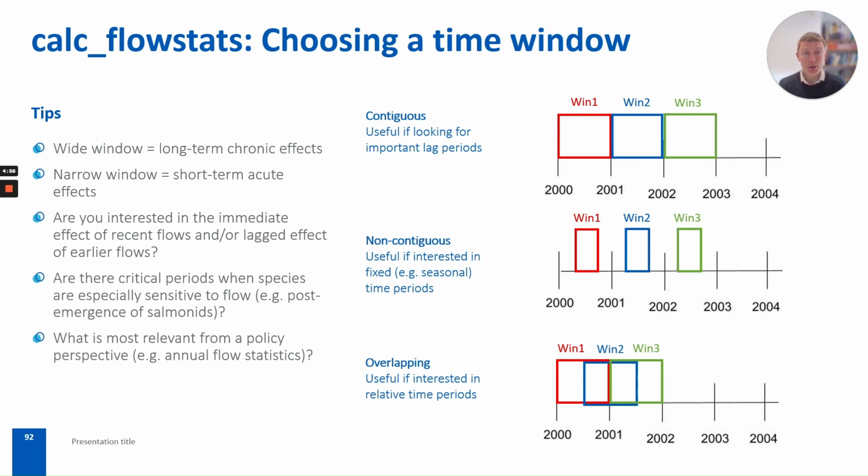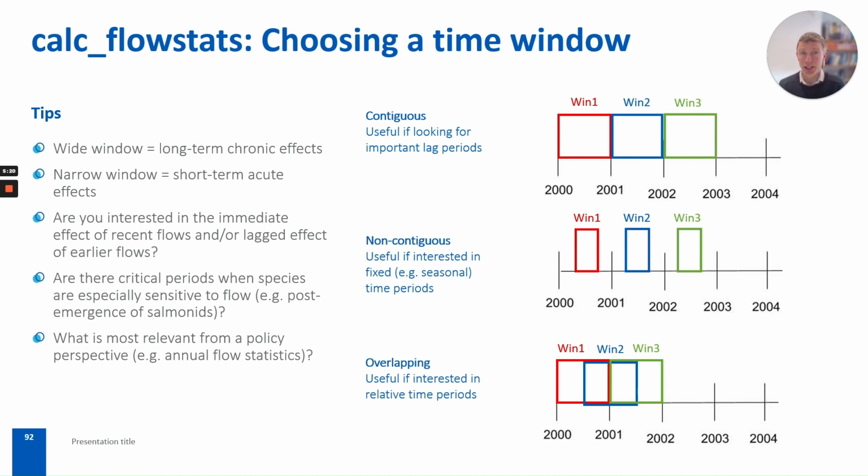greatest. So again, by setting the window start date and the window width, we can define, for example, a period during an autumn spawning time, or during a post-emergence time later on in the spring, and allow us to capture and describe the flow conditions during those very critical periods.